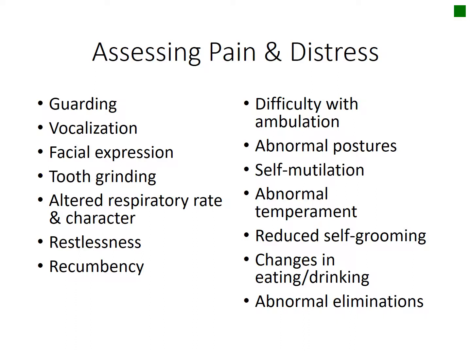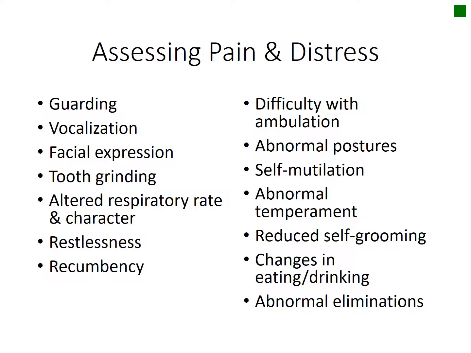Facial expressions may be altered in some of these animals if they're experiencing pain or distress. And then in species like horses, sheep, rabbits, chinchillas, you might hear tooth grinding. There may be an altered respiratory rate and character. That can show thoracic or abdominal discomfort, and it doesn't allow adequate ventilation of the lungs. Restlessness, pacing, weight shifting, repeatedly standing up, lying down, that's a sign of pain and distress in our species. Recumbency, where they're lying down for long periods of time and failing to rise when you stimulate them. And then we have difficulty ambulating, so limping, not weight bearing, not extending a limb would fall into that category.